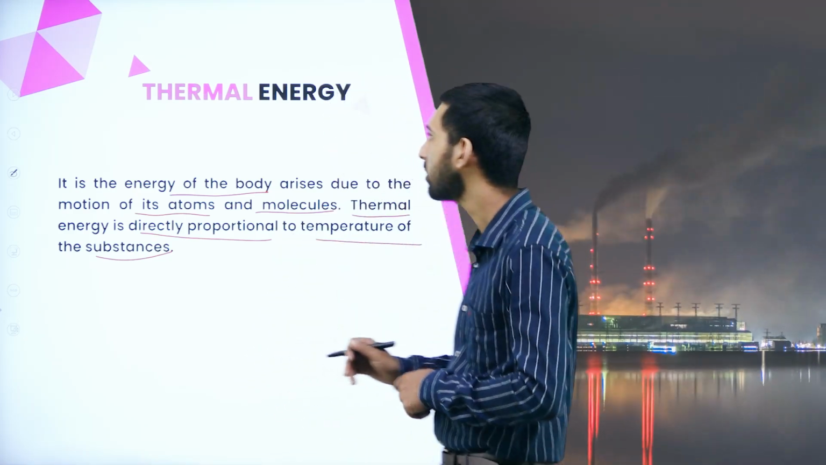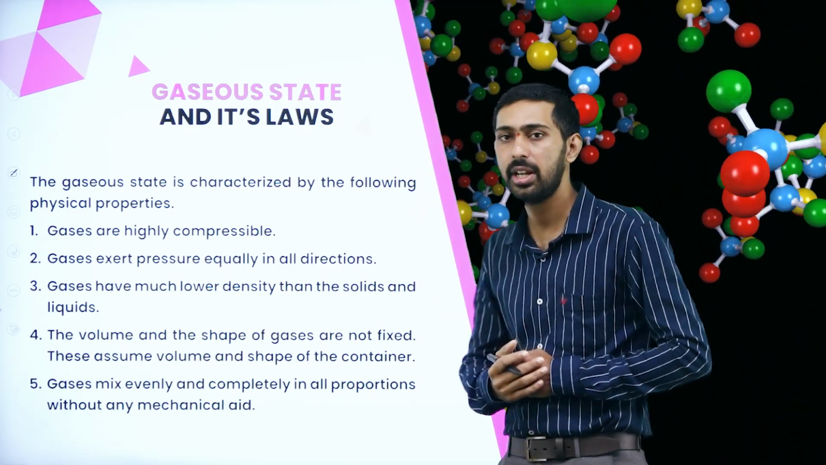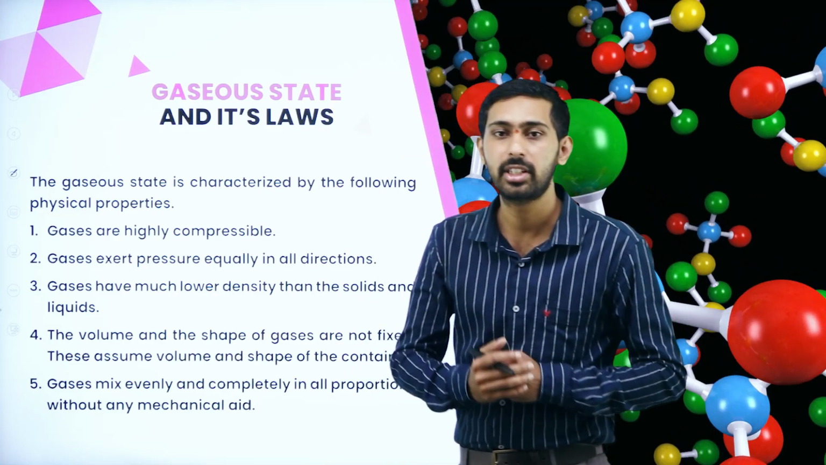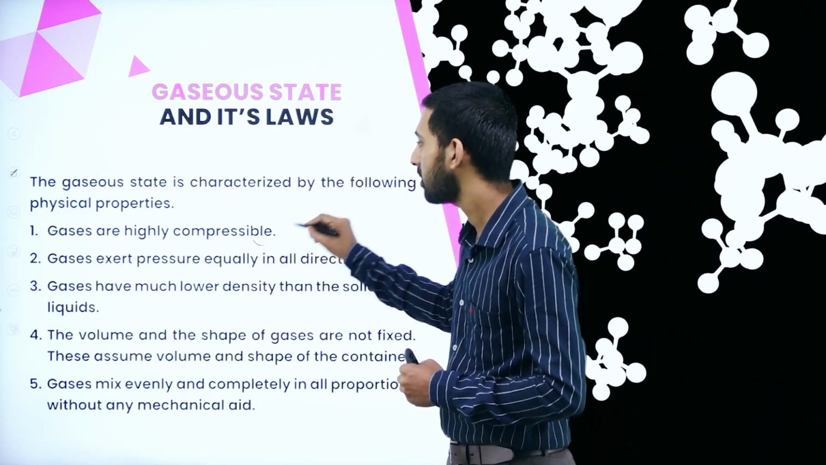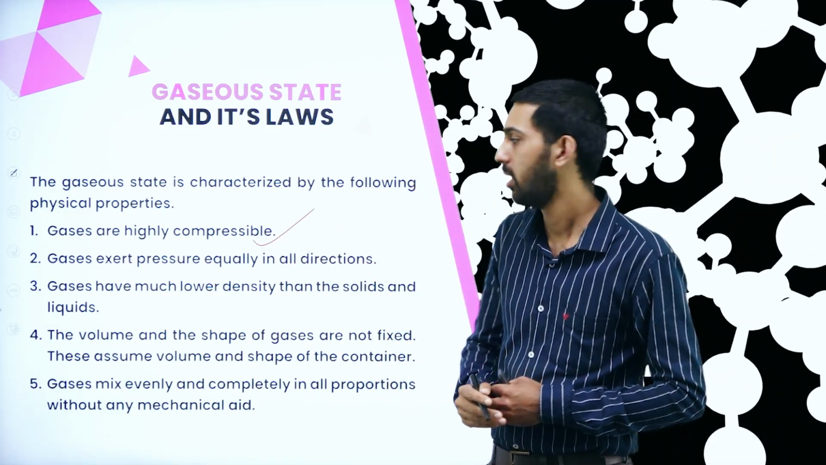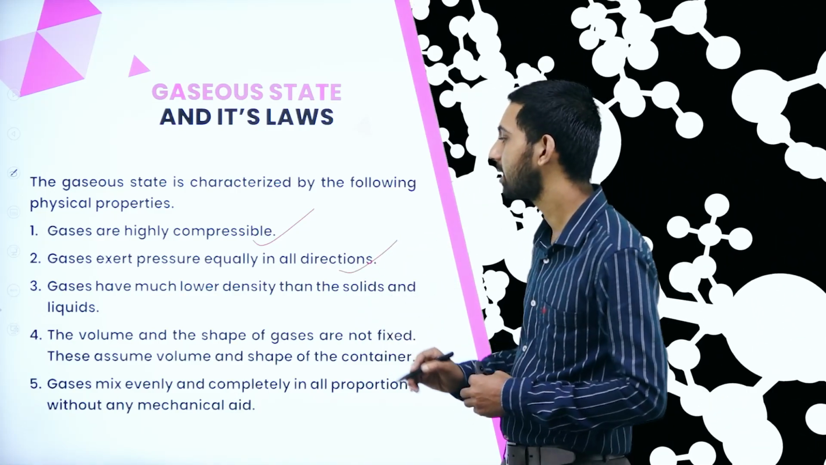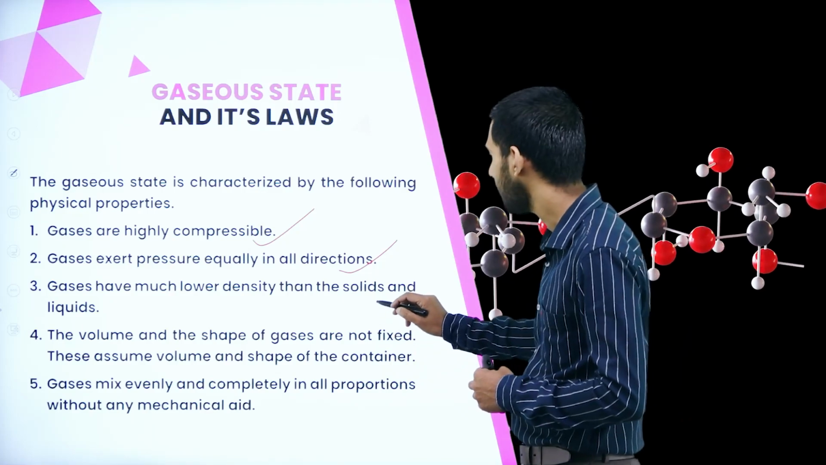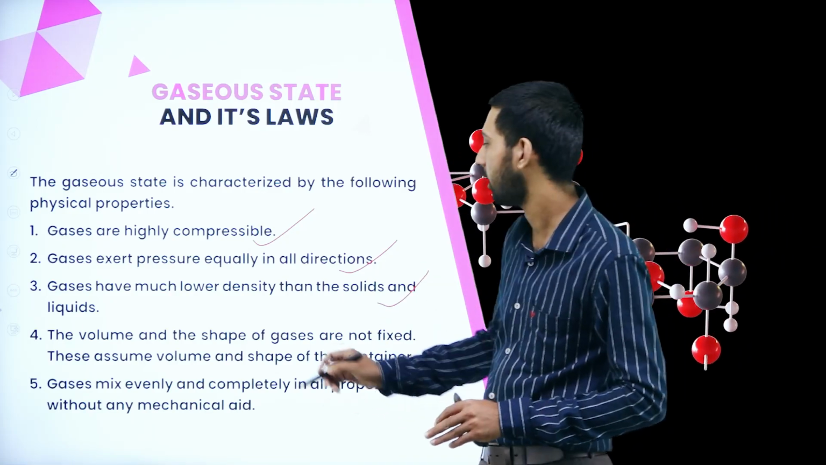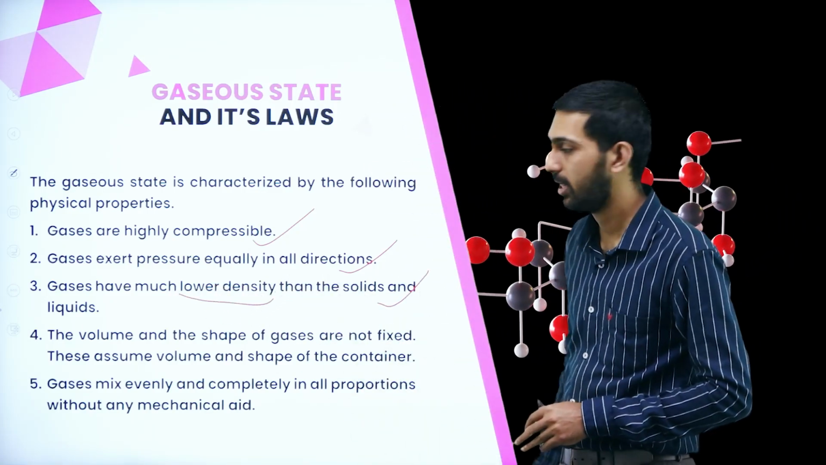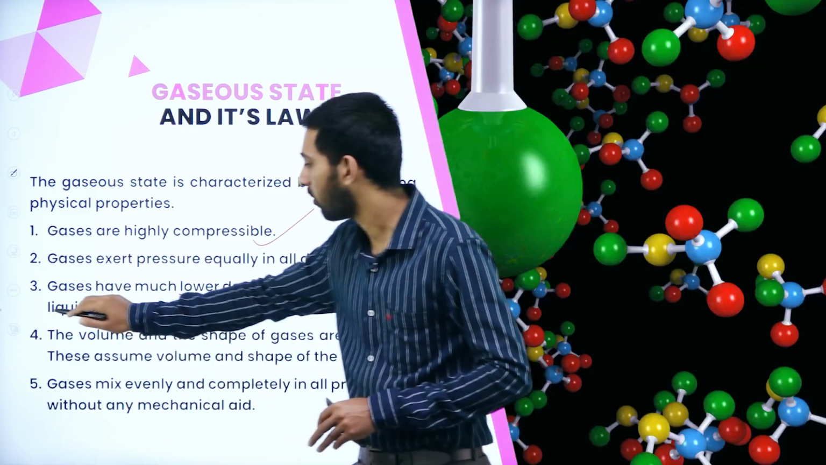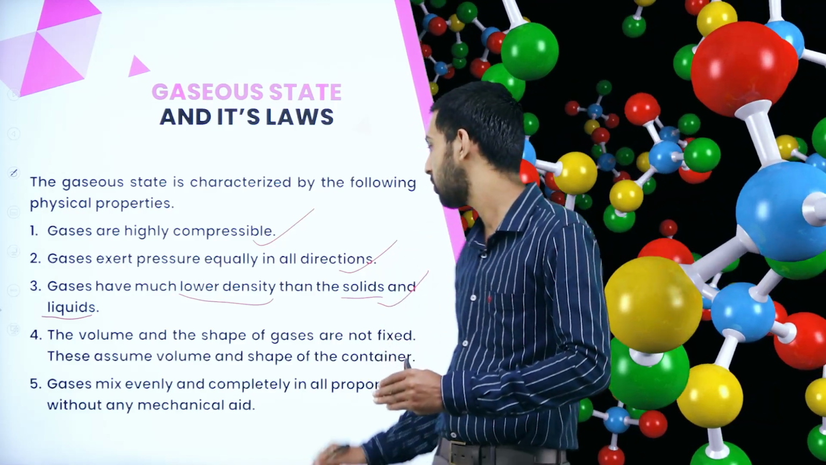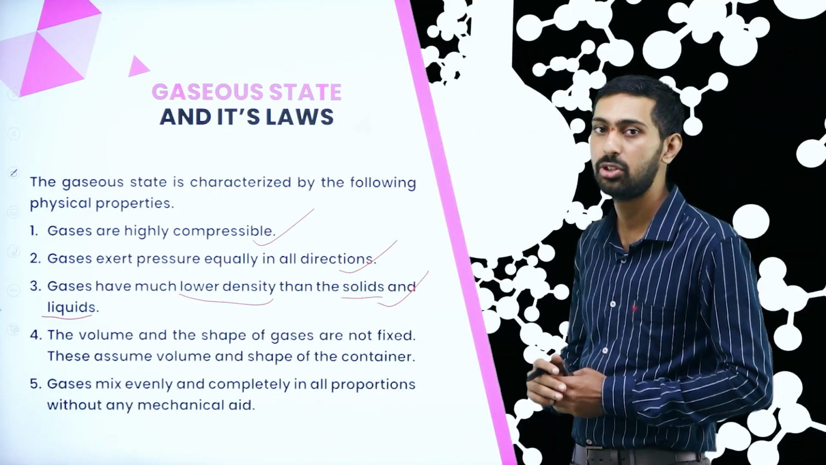Okay. Next thing is the gaseous state and its laws. First thing, it is characterized by these physical properties. First, gases are highly compressible. Second, gases exert pressure equally in all directions. Gases have much lower density. They have lower density than solids and liquids. We should know that.